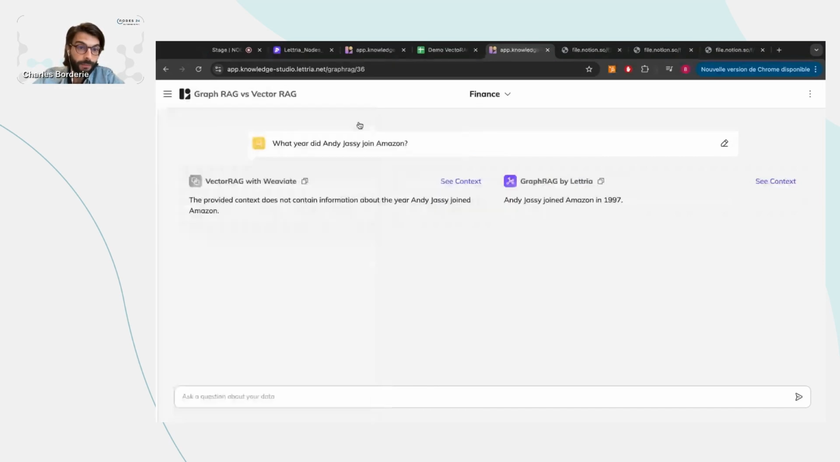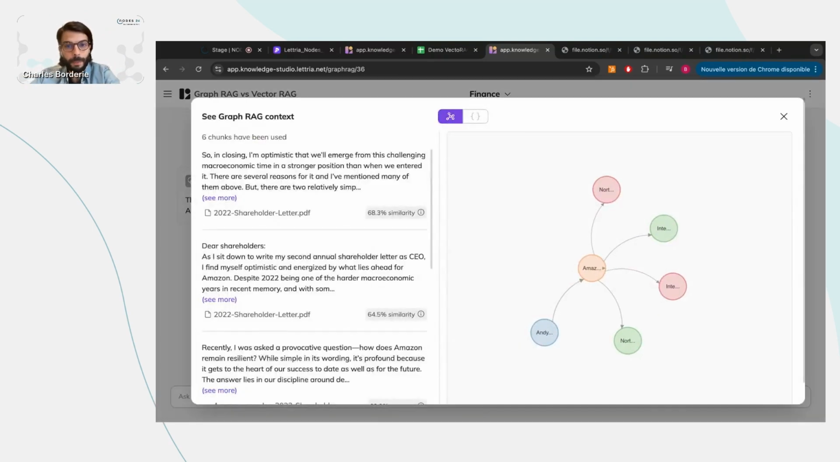But here you can see fairly different answers. The first one, from the vector RAG, is saying it doesn't know, so I assume it's half correct, because in a way it's not misleading. It's saying that it's unable to retrieve the information and provide an answer. However, what's interesting is that with the same data, we are capable of fetching the right information and of course giving you the right answer in natural language.